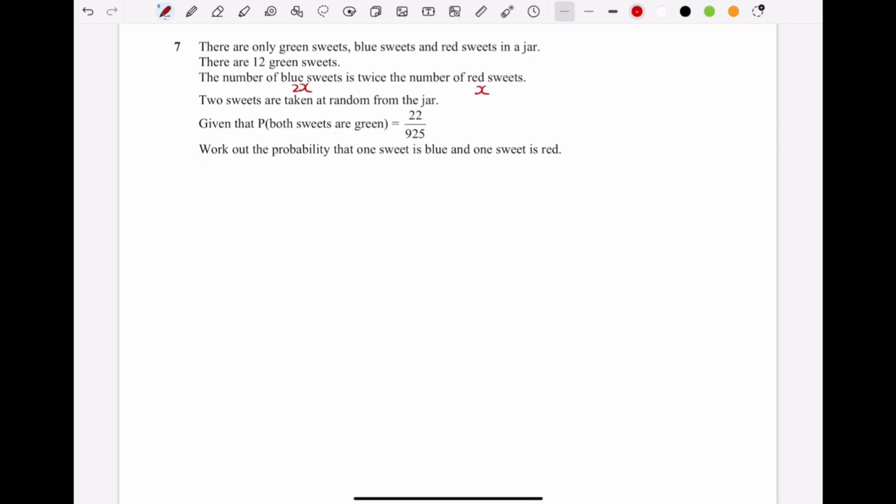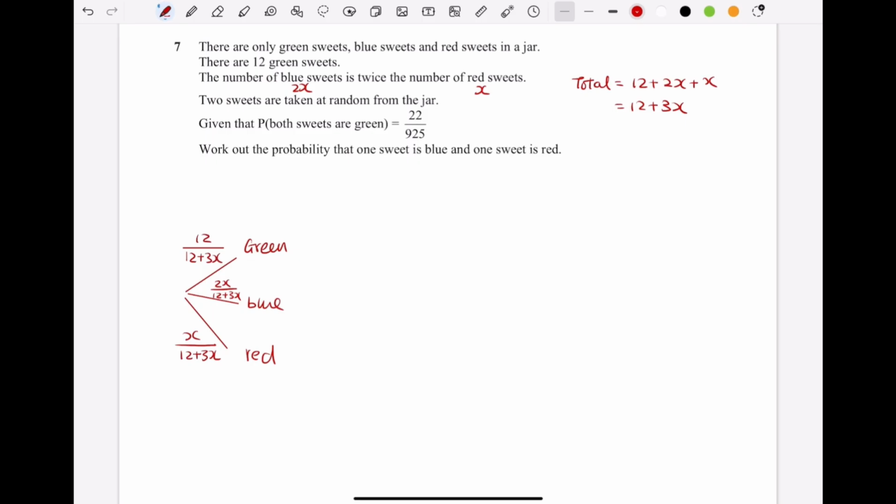And now we need to work out the probability that one sweet is blue and one sweet is red. So what we need to do is to work out the total number of sweets, and that is 12 plus 3x. By drawing a tree diagram, the probability of the first sweet being green is going to be 12 out of 12 plus 3x. The probability for picking blue is going to be 2x over 12 plus 3x. And then the probability for the red is going to be x over 12 plus 3x.